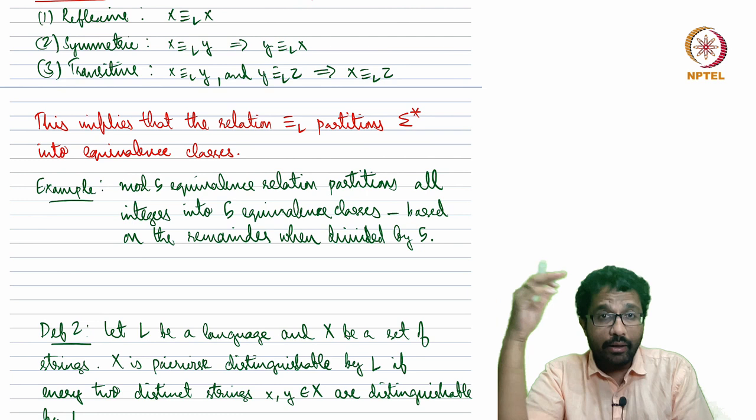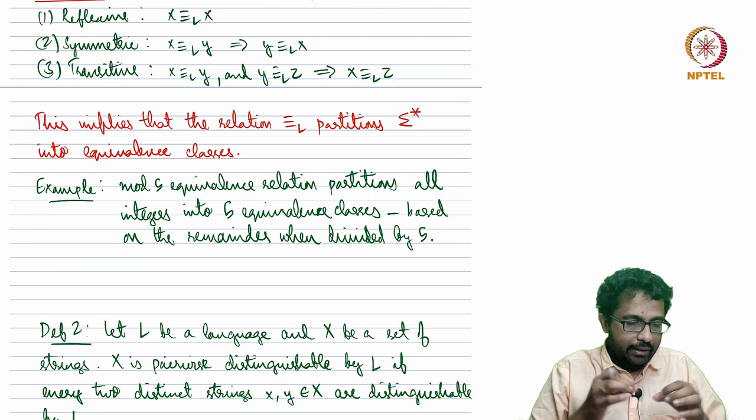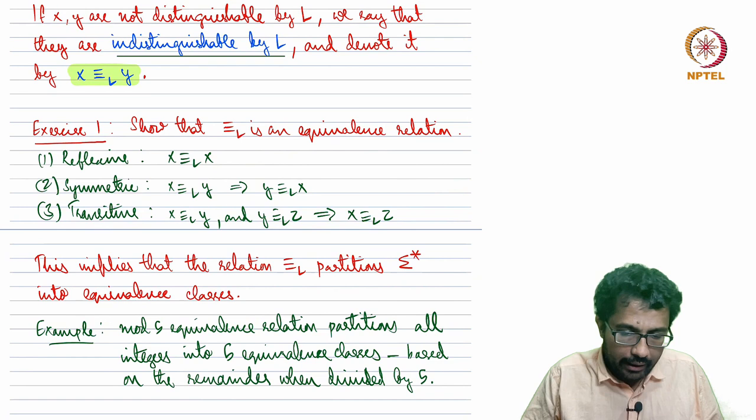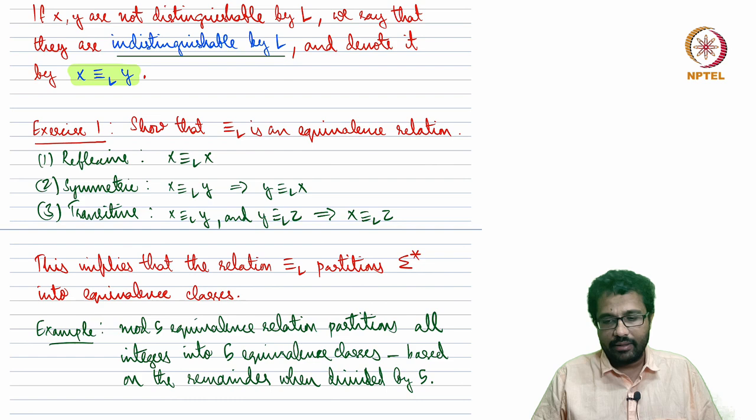Partitioning means each integer goes into exactly one of these classes. These classes do not overlap, meaning they are disjoint classes, and together they divide the entire set of integers or natural numbers. In this case, we have indistinguishable by L as an equivalence relation, and the things that you can compare using this relation are the set of all strings over a certain alphabet, sigma star.